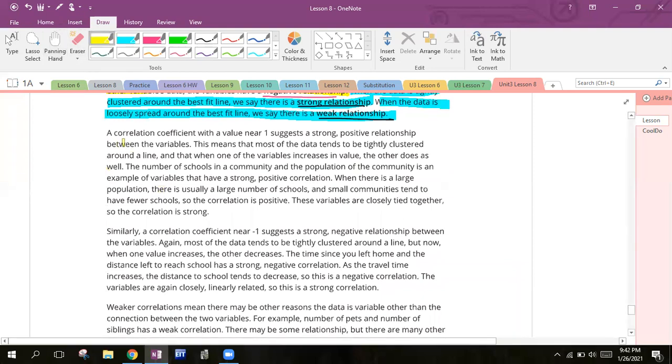Okay, here's just a review from lesson 7. A correlation coefficient with a value near 1 or -1 suggests a strong relationship between the variables. This means that most of the data tends to be tightly clustered around a line, and when one of the variables increases in value, the other does as well. The number of schools in a community and the population of the community is an example of variables that have a strong positive correlation. Obviously, if you have a lot of schools in the community, they're probably there because of the amount of people in that community. It says when there's a large population, there's usually a large number of schools. Small communities tend to have a fewer number of schools. Yep, that makes sense.